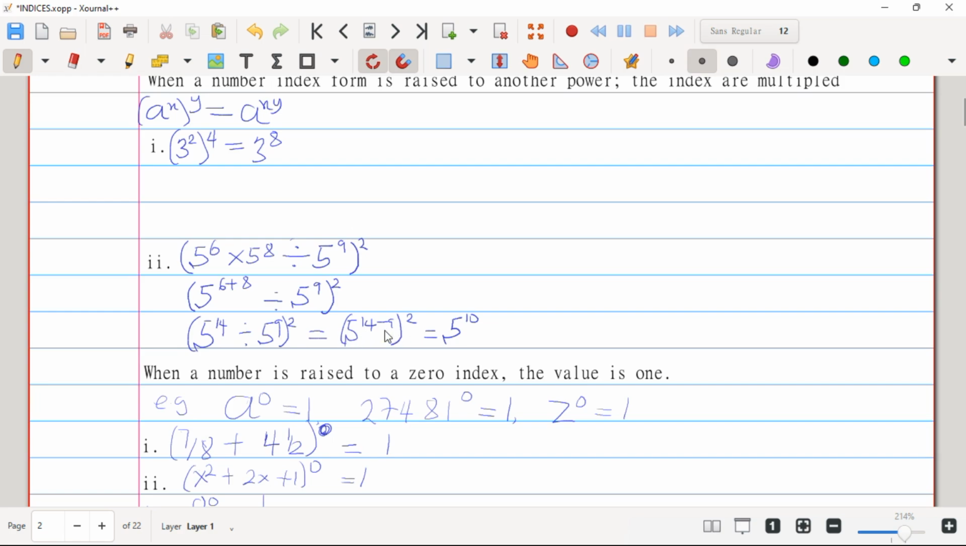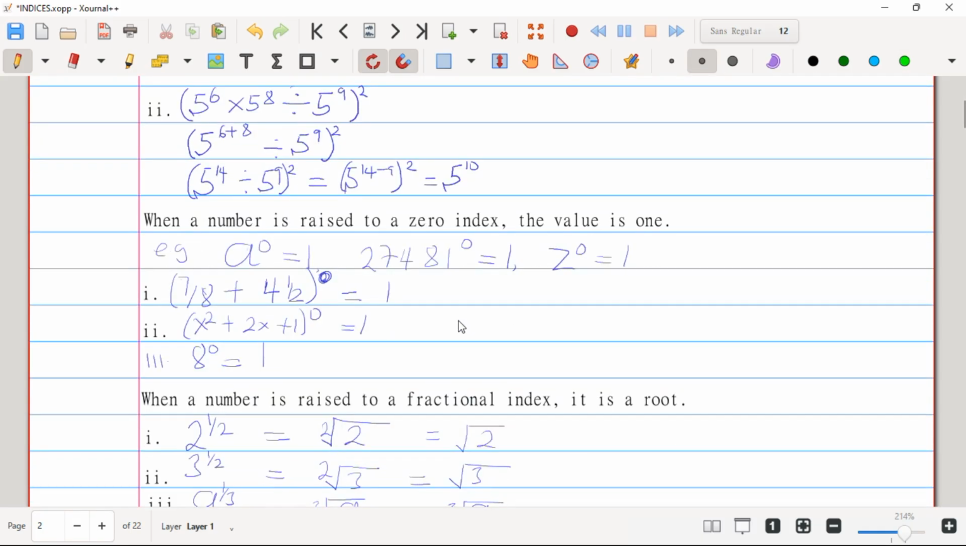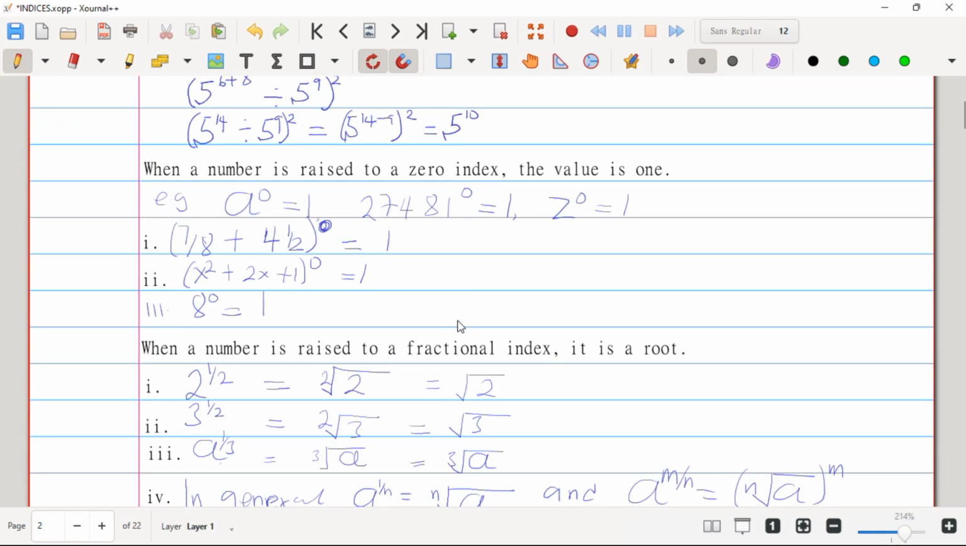When we subtract 9 from 14, we are going to have 5 raised to the power 5. And 5 raised to the power 5 times 2 is going to give us 5 raised to the power 10, as you can see here. 5 raised to the power 10. So that's the third law of indices.